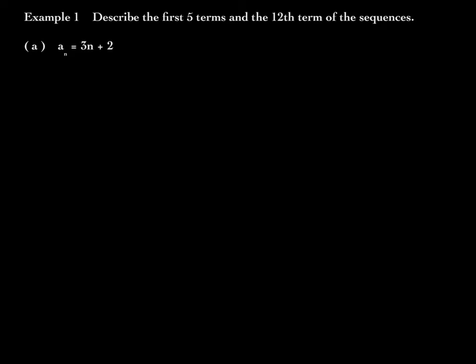All right, so a sub 1 would be the first term. So I'm going to plug in 1 for n, and this gives me 5. So we just determined that the first term of the sequence is 5. Let's go for the second term.